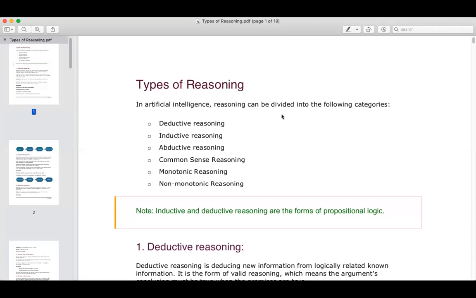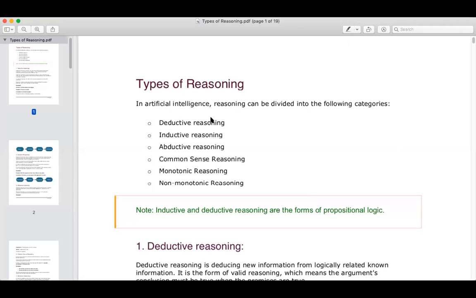Now let's come back. We'll be back to the other screen. Yes, can you all see the screen now? Types of reasoning. Can you all see the types of reasoning? Okay, fine.